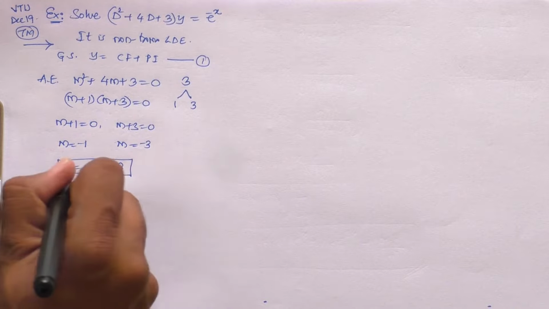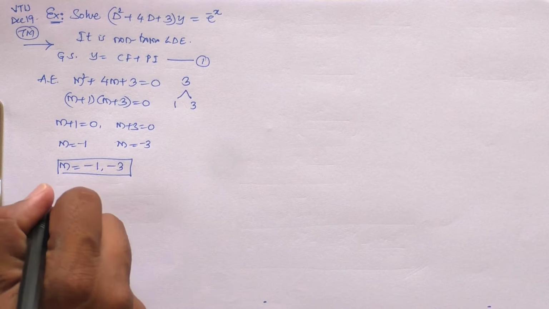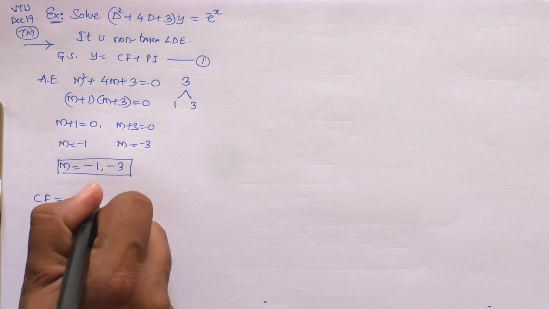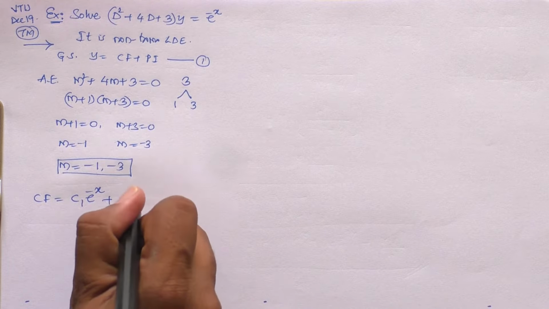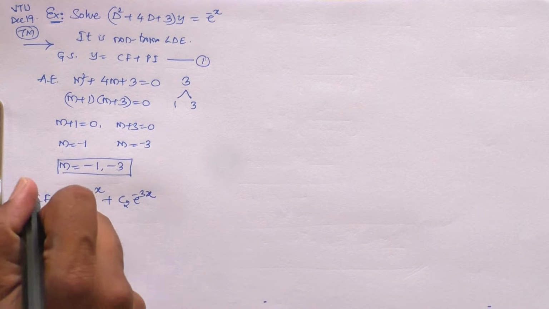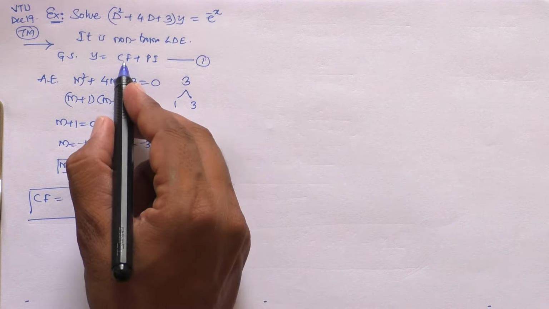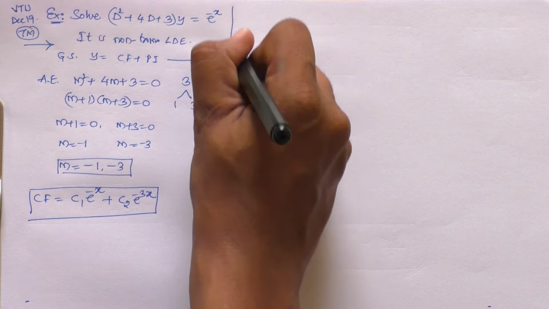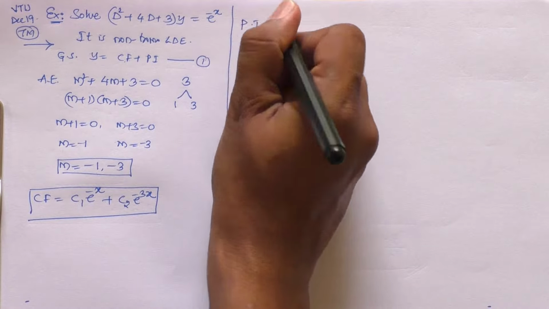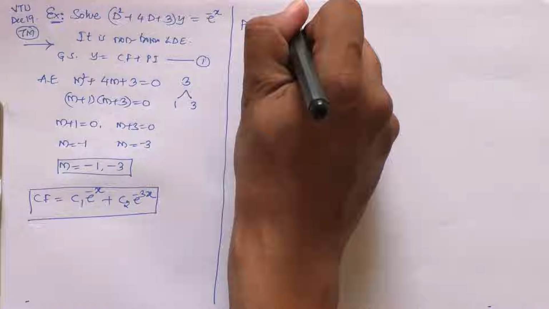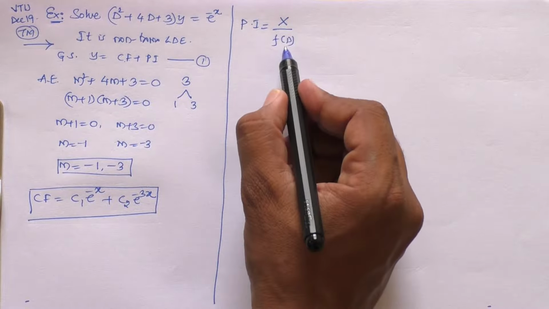So finally, if you look at both the values, which are not equal, we write CF as C1 e raised to minus x plus C2 e raised to minus 3x. So this is the CF. Now half of the solution we got, CF. Let us go for PI. So PI in the inverse differential operator method is X by f of D.